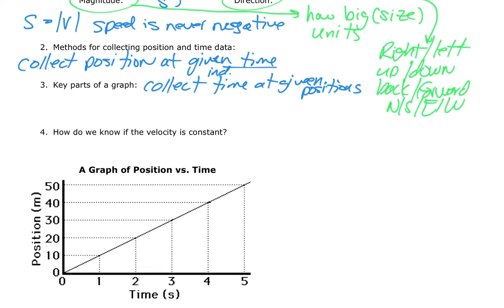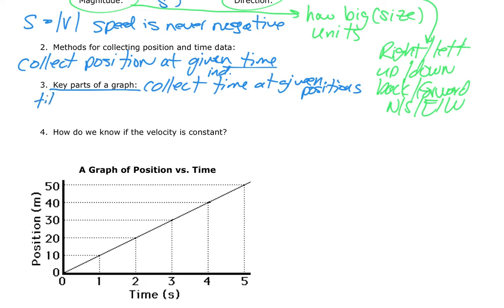So those are two different methods that we use for getting position and time data. It just depends on the independent versus the dependent variable, what we're choosing there, okay? We talked a lot about graphing, so we've made several graphs by now. And we know the key parts of the graph. So hopefully you've taken a look at your scores, and we'll do that soon.